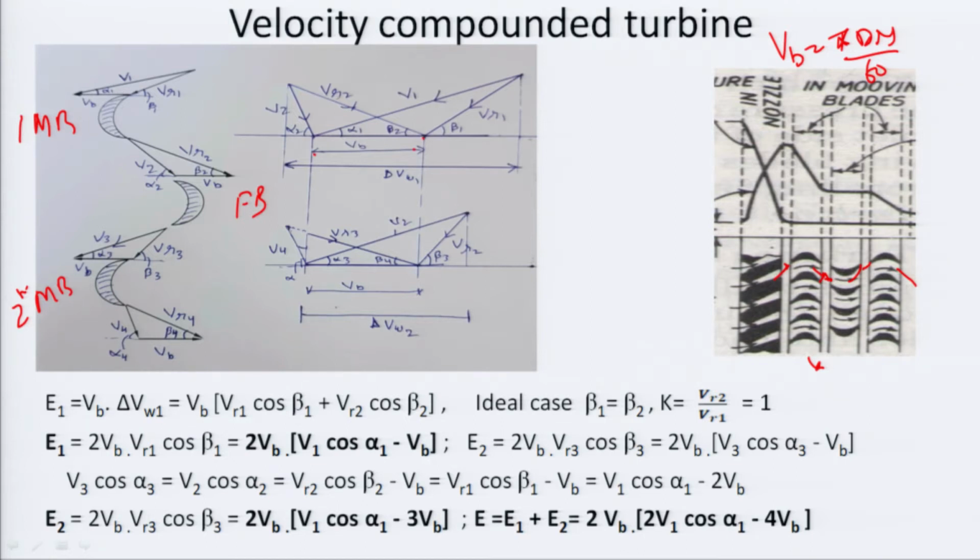So, first we draw the velocity triangle for the first stage, Vb is this, V1, nozzle angle alpha, beta 1 is the inlet angle of the blade, beta 2 is the exit angle of the blade of the first stage, beta 1 and beta 2. So, this is the velocity triangle for this. Vr2 can be written as k times Vr1, that is the blade velocity coefficient.